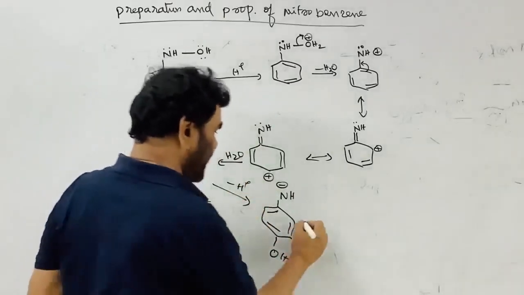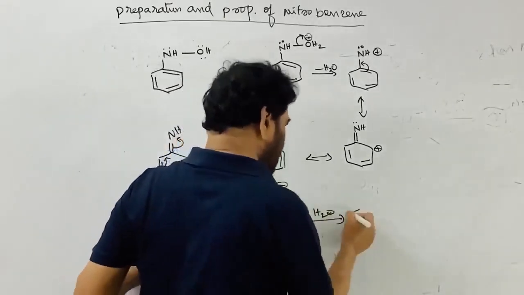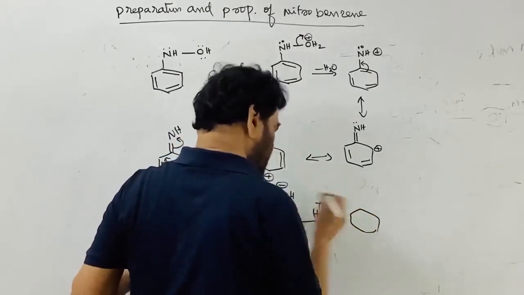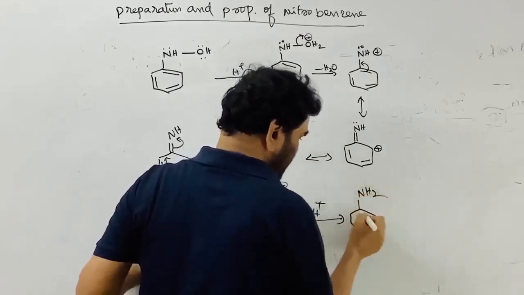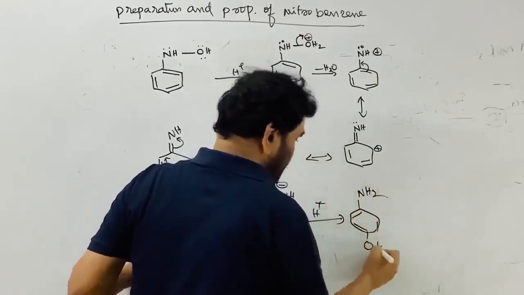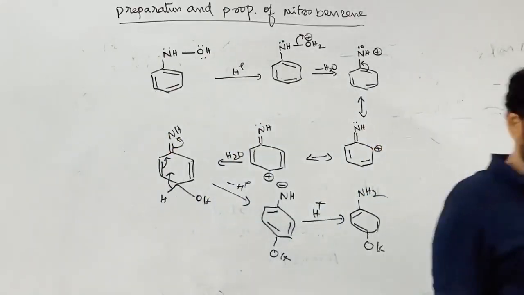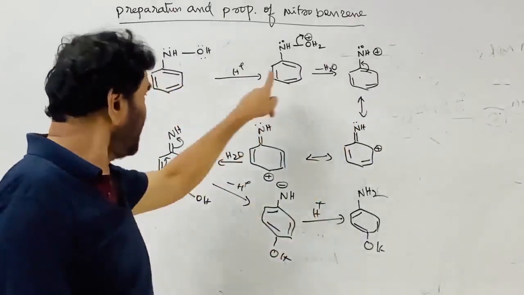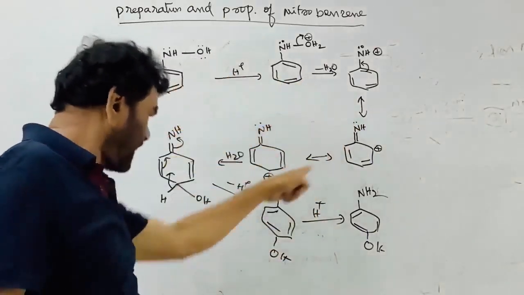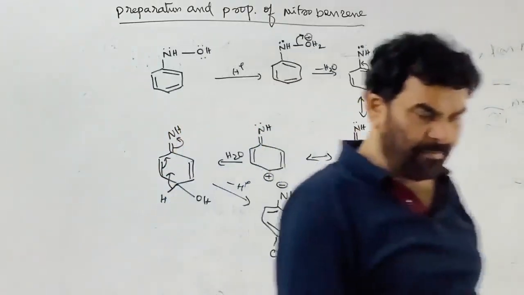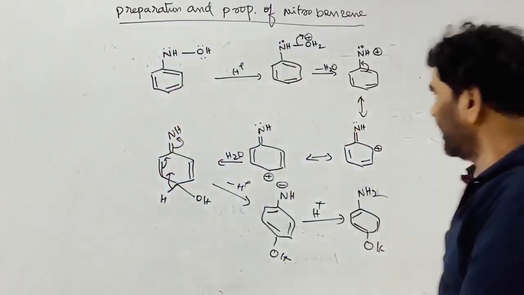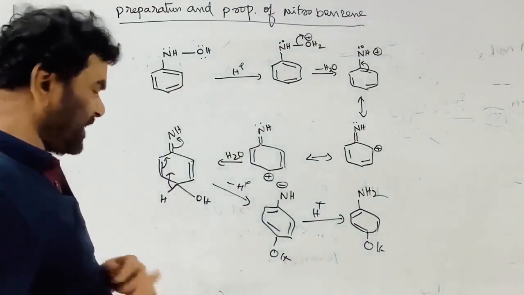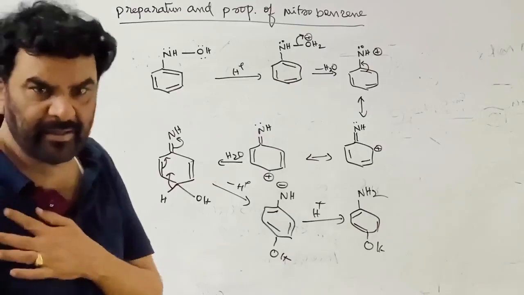That's all. This takes the H plus ion from water, or from acid, why should I take this one? H plus, that gives the NH2. This is the OH. Rearrangement. Remember, para-aminophenol. Phenyl hydroxylamine undergoes rearrangement to give the para-aminophenol. This form. Therefore, if the concentration of the acid is very high, then what happens?